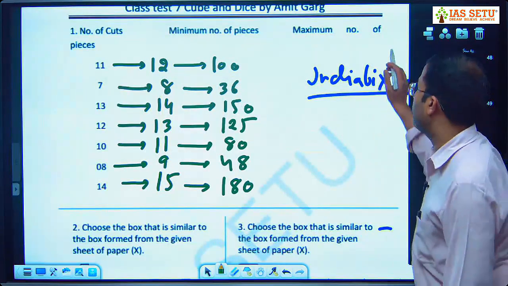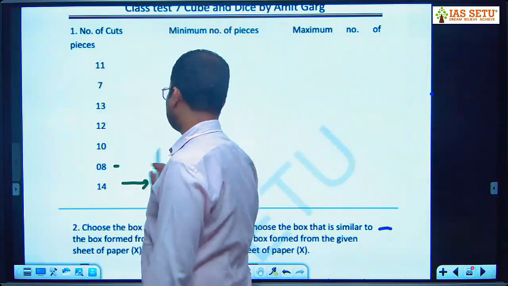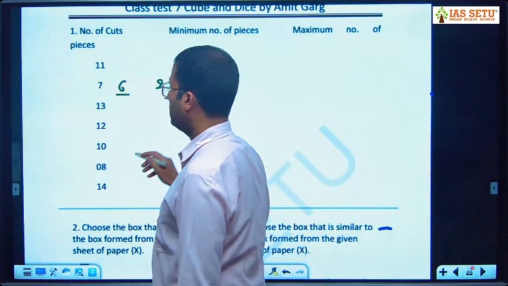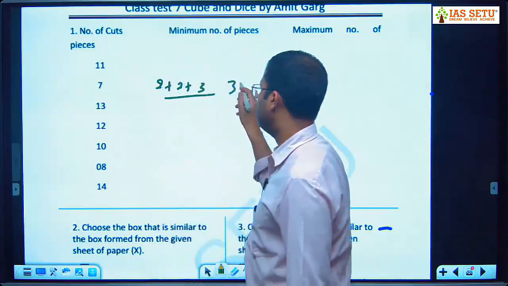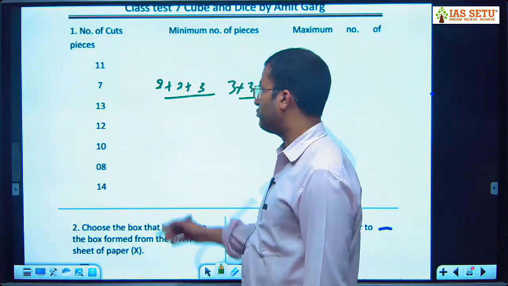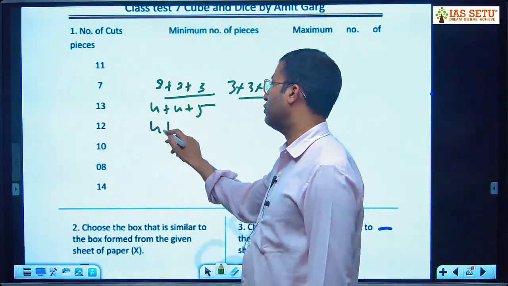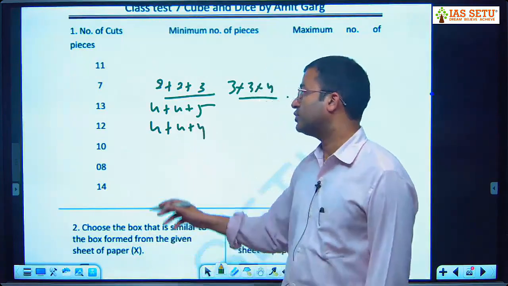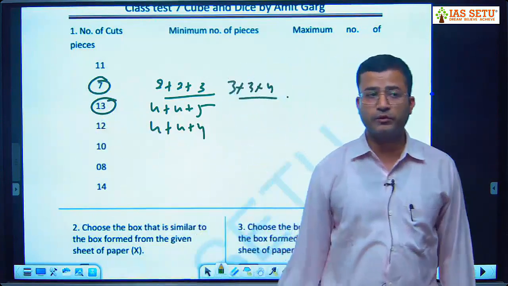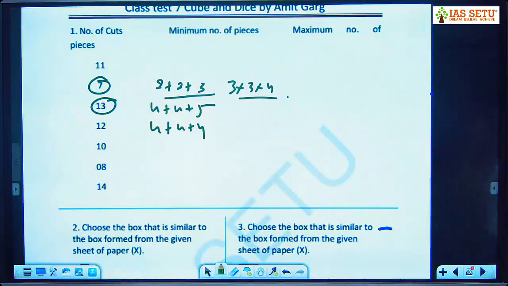7। How you distribute 7 cut? Multiple of 3 near to 7 is 6, तो 2 + 2 + 3, तो number of pieces will be 3 × 3 × 4। 13 का multiple of 3 क्या? 12, तो 4 + 4 + 5 will help you. 12 तो इजी है, 4 + 4 + 4, because it is 1 extra as compared to multiple of 3. This is also 1 extra as compared to multiple of 3. पहले उसका nearest multiple of 3 लेके you have to make the distribution.